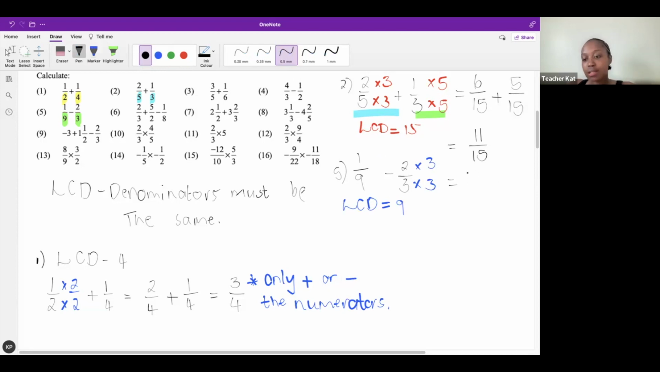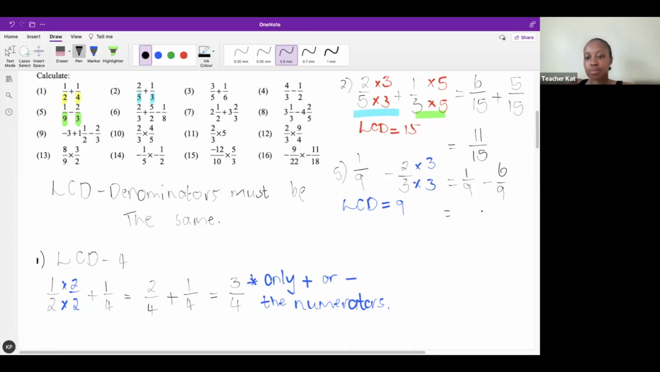Okay, so then my new fractions are 1 over 9 minus what? What is my new fraction for the second one? We have 2 over 3 times 3. So if I'm timesing those by 3 over 3, my new fraction is what? Anyone? What's the new fraction? Thank you very much. 6 over 9.